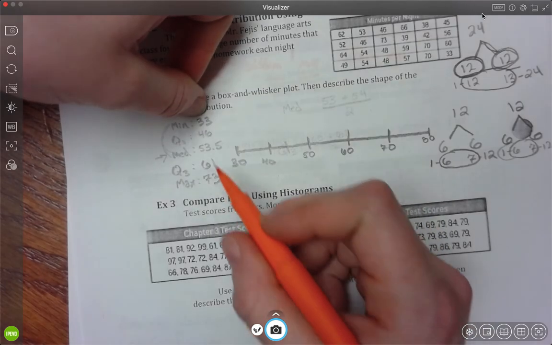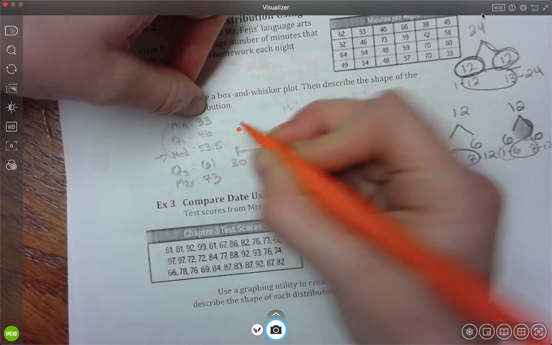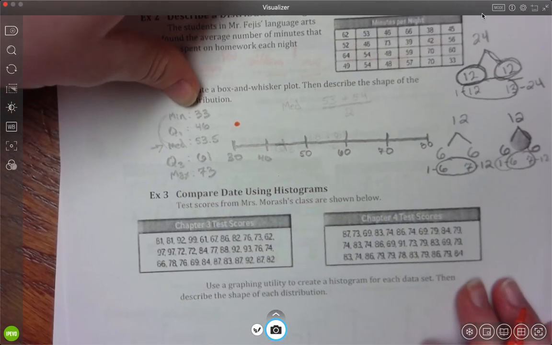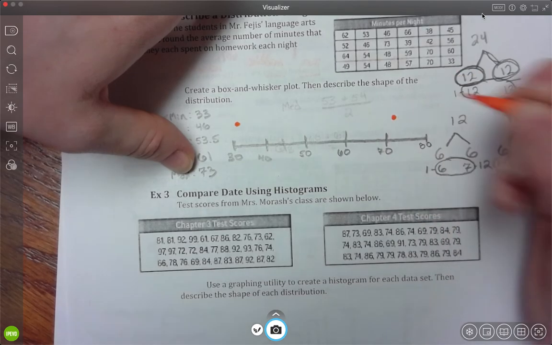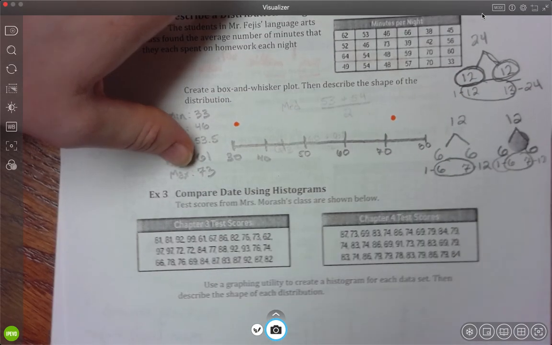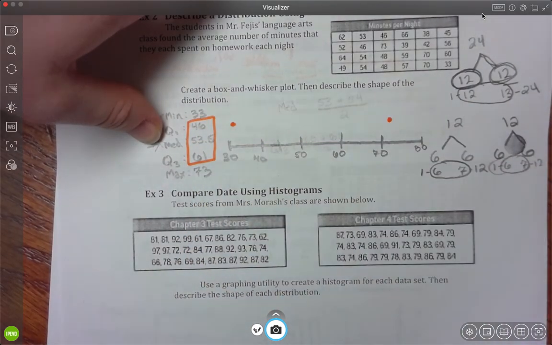So I'm going to start with minimum and maximum, and I'm going to put 33 as a dot right there. It's just a little to the right of 30, okay? 73 is just going to be a little bit to the right of 70, okay? And those are my two dots on my end, okay? And then these three numbers are going to be the part of my box, okay?